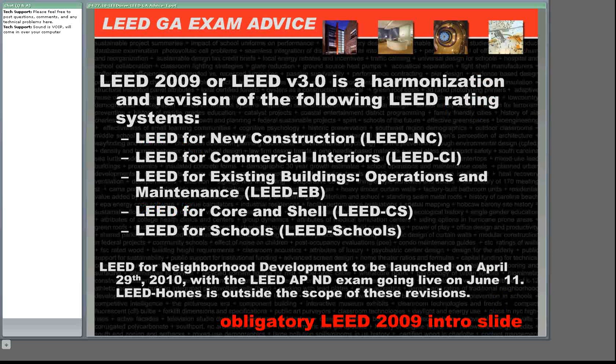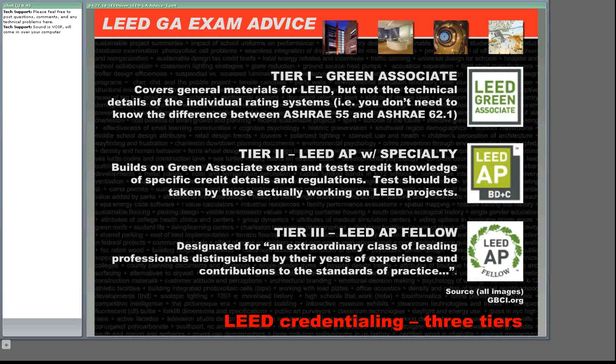With the new system, it used to just be one test. You were a LEED AP, or you weren't. Now they've split that into multiple tiers. So we have a 3-tier system. There's the Tier 1 Green Associate, there's the Tier 2 LEED AP with specialty, and there's the Tier 3 LEED AP Fellow. The LEED AP Fellow tier, there's no way to do that yet. They haven't figured out exactly what that's going to be. It'll be similar to an AIA Fellow, is my understanding, very distinguished, probably a peer review process. I'd be surprised if it was a test to become a LEED AP Fellow.